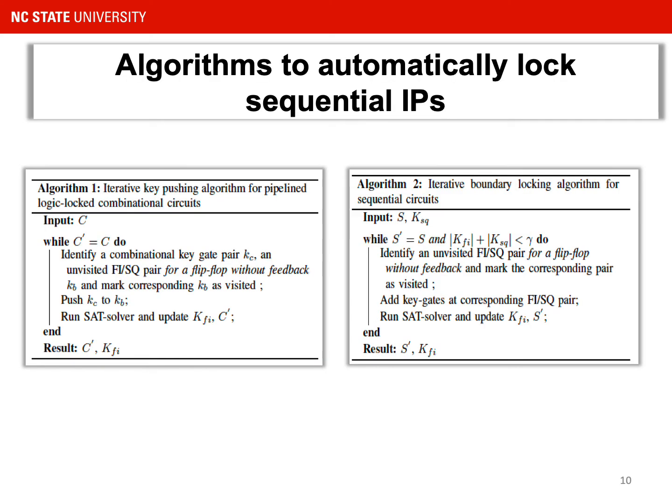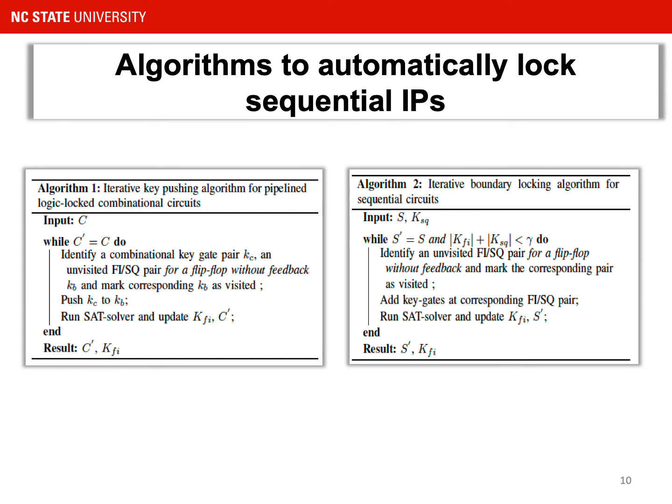This slide presents the algorithms we use to automatically lock sequential IPs. In the case where the combinational portion of the sequential IP is already locked, we use algorithm 1 to push some of the key gates from the combinational logic to the boundary or the flip-flops with the goal of restricting the overheads. This algorithm iteratively pushes the key gates from the combinational logic to the boundary using the flowchart in the last slide until the design becomes resilient.